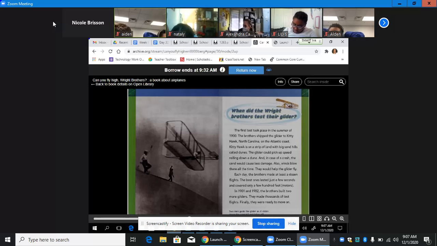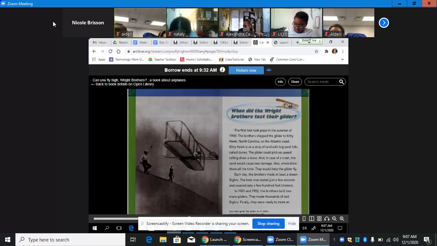In 1901 and 1902, the brothers built 2 more gliders. So they had now built a total of 3. They made thousands of test flights. Finally, they were ready to move on.